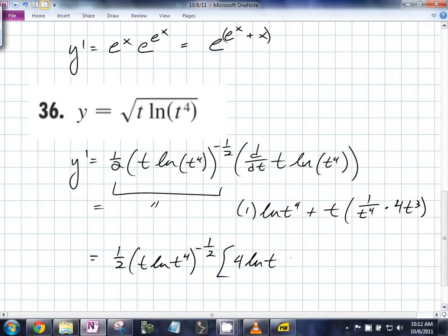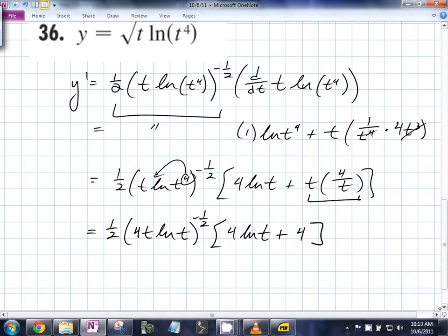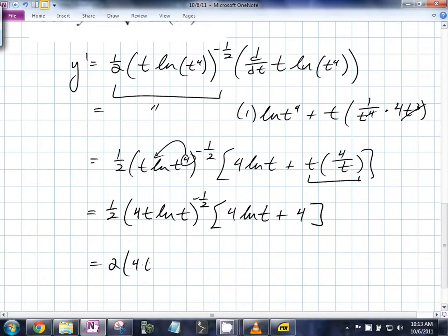Plus, well, what does this turn into? t times what? 4 over what? The t cubed cancels with this, leaving just a t, so it's 4 over t. Does that cancel? Yeah, so you end up with 1 half of 4t. Because you can bring this 4 to the front, right? But it doesn't touch that 2. So 1 half of 4t ln t to the negative 1 half times 4 ln t plus 4. And then you could factor out the 4, absolutely. So you end up with 2 times 4t ln t to the negative 1 half times ln t plus 1.